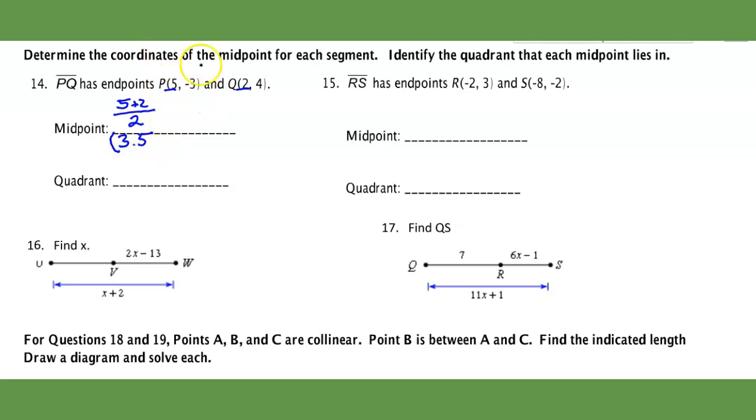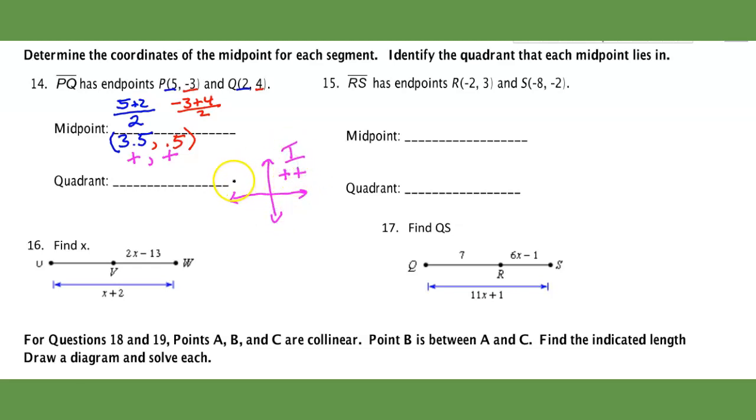And then we can do the same thing with the y values. Negative 3 plus 4. Take half of it. So that will be 1 over 2, which is just 0.5. There's our midpoint. And what quadrant is this in? And by quadrant, we're really looking at the sign. So we see that this is a positive comma positive. So really fast, this is where both x and y are positive in the first quadrant.